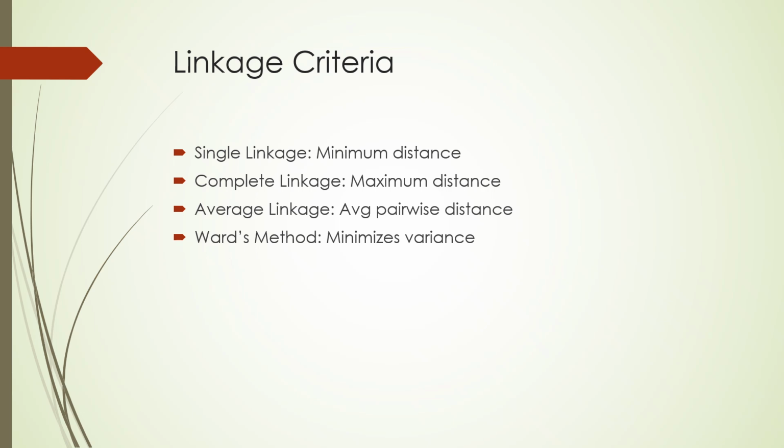Linkage criteria determine how distance between clusters is calculated. Single linkage: distance between the closest pair of data points in the clusters. Complete linkage: distance between the farthest pairs. Average linkage: average distance between all the points in both clusters. Ward's method aims to minimize variance within each cluster. Best for spherical clusters.